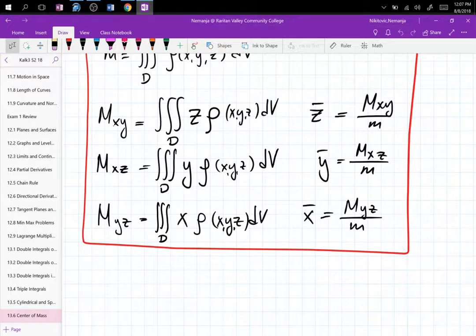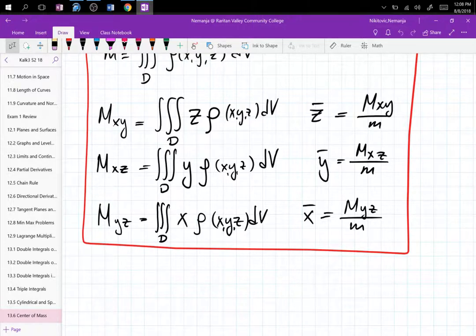So exploiting symmetry when you have uniform density, exploiting the symmetry of the shape of the object, reduces your calculations a lot. So x and y bar are both 0, 0 because it's in the center of the cone, and you only have to worry about this one. The calculation worked out to be 1. You can read the example and you are done.